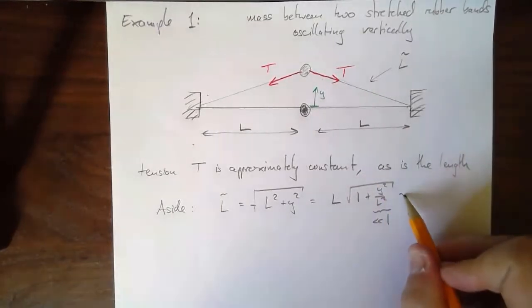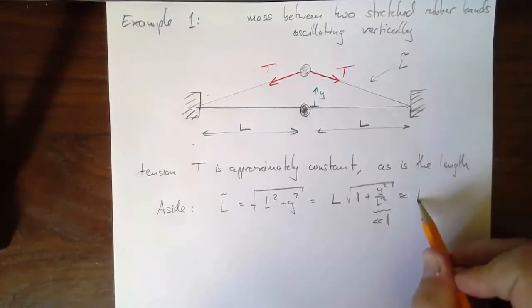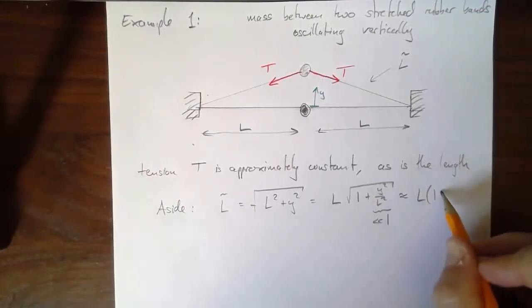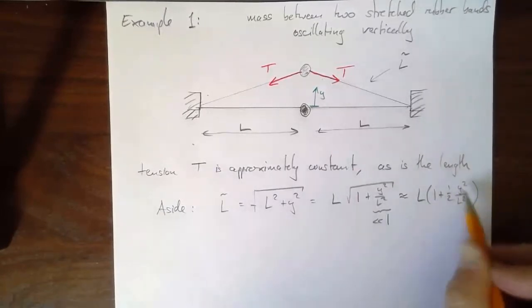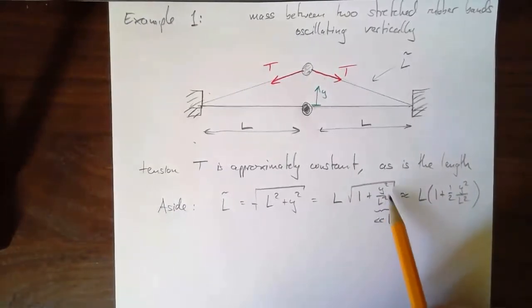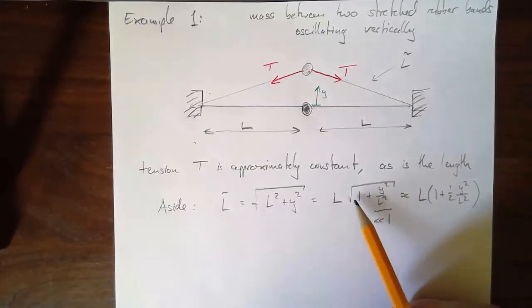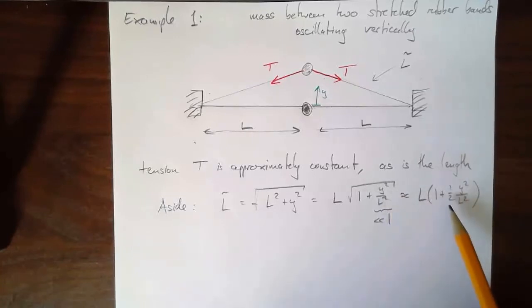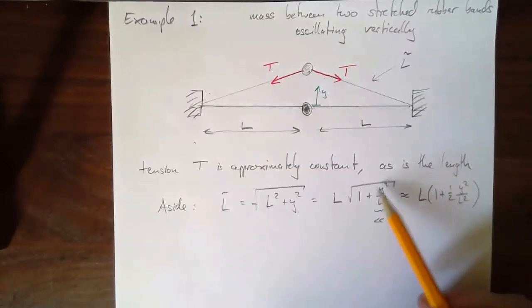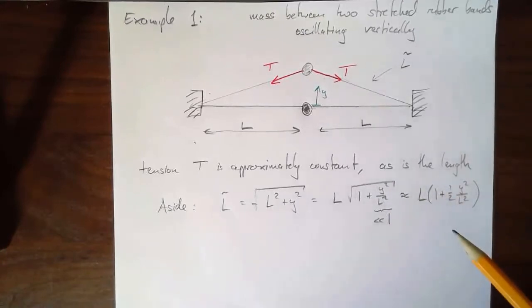If this is smaller, you can actually approximate the square root like that as L times 1 plus 1/2 y squared over L squared. So this is an approximation of the square root of 1 plus a tiny thing. If you don't believe me, get out your calculator right now and try the square root of 1.01. Right, so 1 plus 0.01. See what you get. You're going to get something that is extremely close to 1 plus half of 0.01. The smaller this number gets, the better this approximation is.